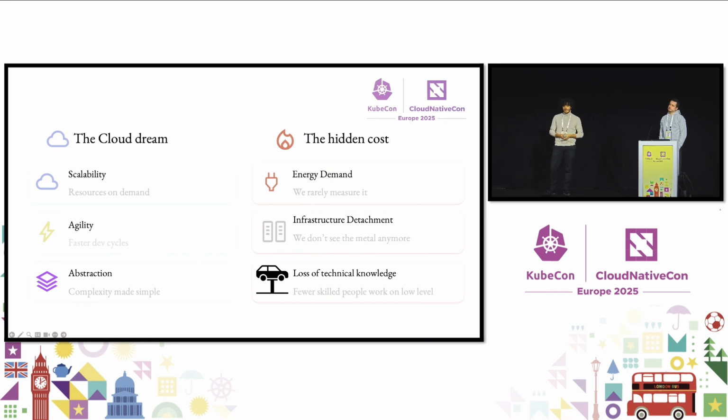So we have scalability, a lot of resources on demand, and agility, so faster dev cycles. And there is a lot of abstraction, right? A lot of complexity that has been made simple. On the other hand, we have some hidden costs. We have energy demand that we rarely measure, and also we have infrastructure detachment.